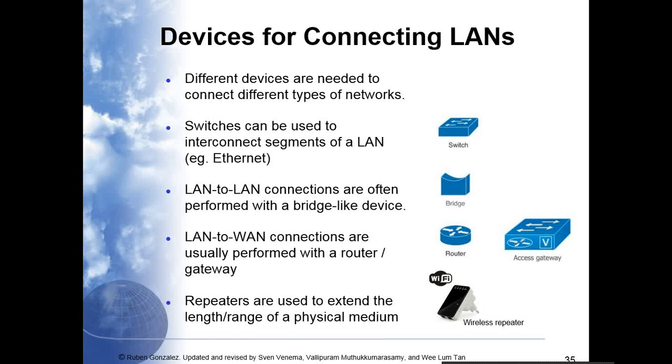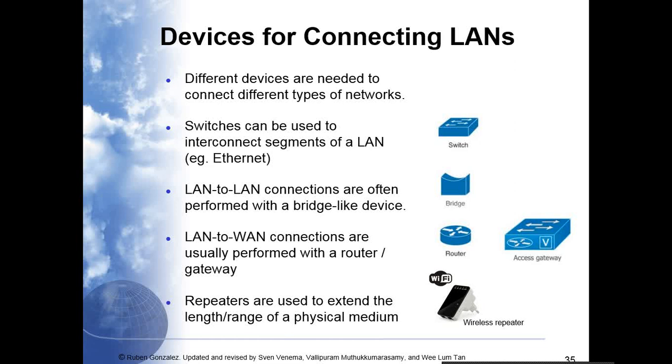Switches can be used to interconnect segments of a local area network. Local area network to local area network connections are often performed with some kind of bridge-like device. Local area network to wide area connections are usually performed with a router or a gateway. So this is kind of like your home network. You've got a home local area network. You're connected to an ISP, right? And usually there's a router or something in between you and your ISP network.